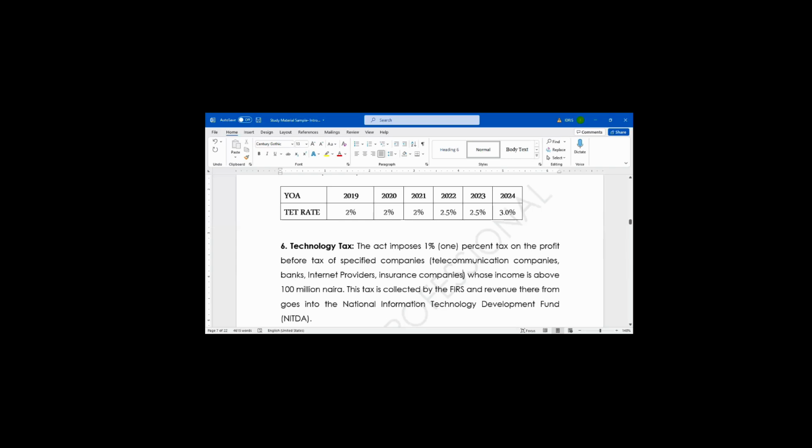I have a question, sir. Reading this, it shows that it's for companies whose income is above 100 million naira. Does it mean that even if they're a communication company, if in a particular year the company turnover is not more than 100 million naira, they will not pay technology tax? Assuming MTN, in a particular year, their turnover is no more than 100 million, that means they will not pay education tax. The condition for such a company paying education tax is that their turnover must be more than 100 million naira.